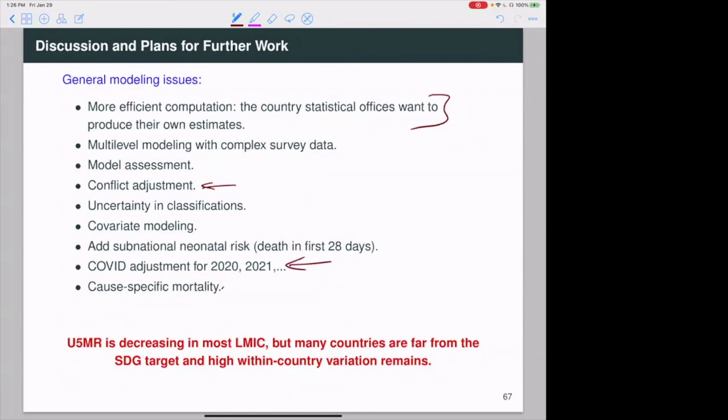And finally, we've been trying to get into cause-specific mortality. Some of the surveys have information on cause of death. It's not very high quality data, but we have it. And to make the obvious point at the end: substantively, U5MR, under 5 mortality, is dropping in most low and middle income countries, but it's still way above the SDG target, and there's still very high within-country variation. So yeah, thank you. That's all I had to say.